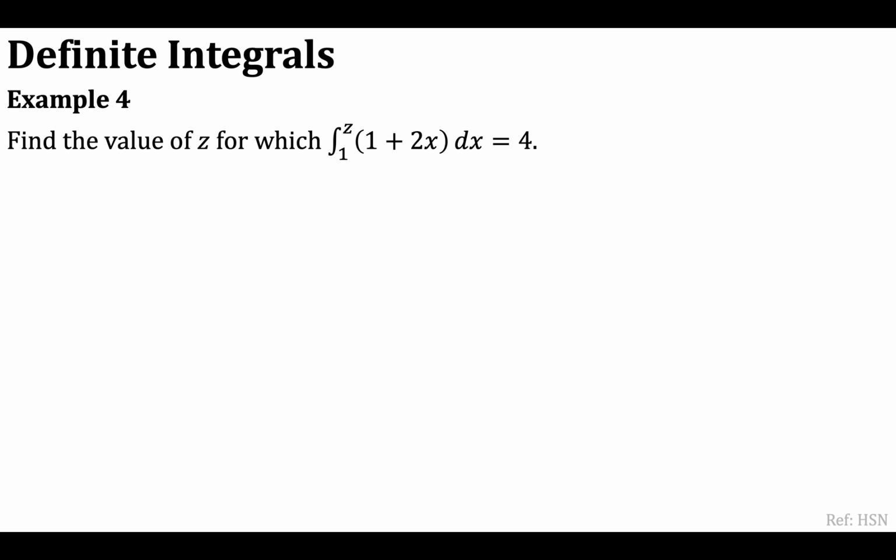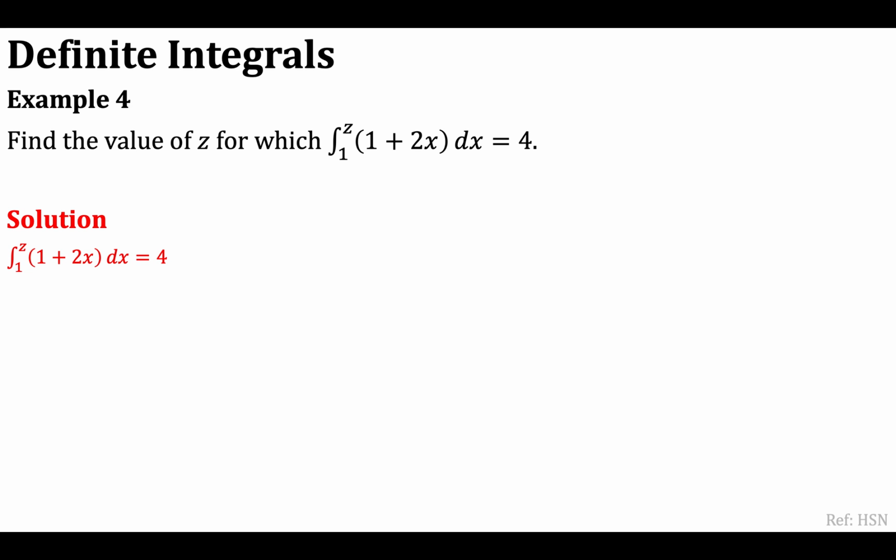And now we'll have a look at example 4, which is slightly different. We want to find the value of z for which the integral between 1 and z of 1 plus 2x with respect to x is equal to 4. So we've already been given what we've known in the last 3 examples as the answer, and this here is 4, we're already given that. But in the last 3 examples we were also given both limits, but here we've got an unknown limit of z. So we need to take that into account here.